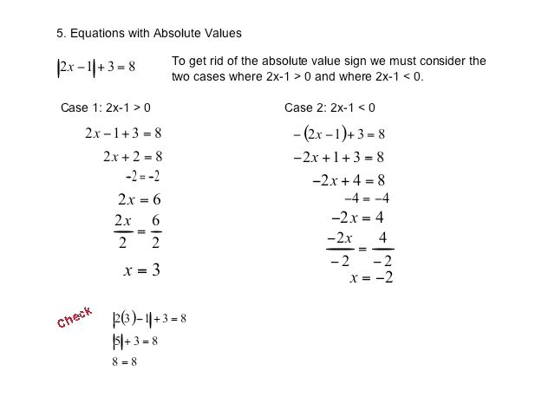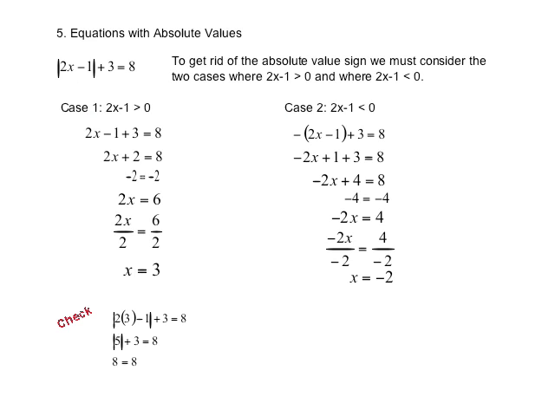And so we'll check x equals 3. So we have 2 times, in parentheses, wherever the x is, minus 1, the absolute value of that plus 3 must equal 8. So let's see, 2 times 3 is 6, minus 1 is 5. So we have the absolute value of 5 plus 3 equals 8, and that would be 8 equals 8.